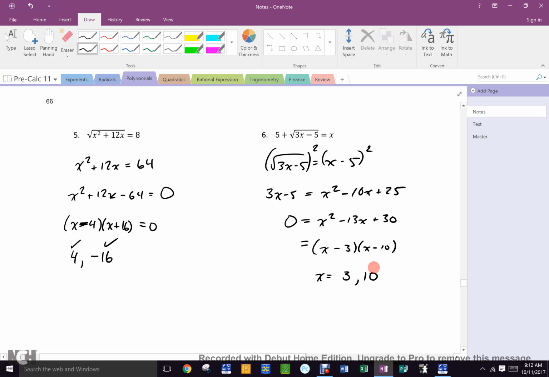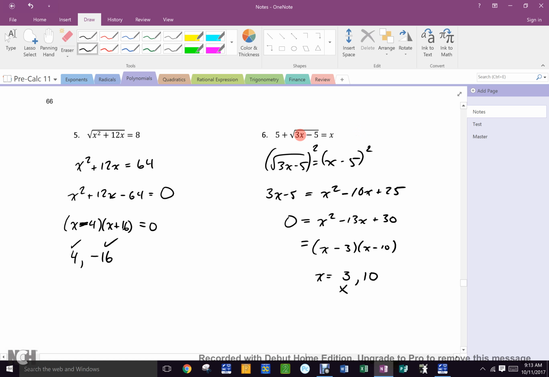Check. What's 3 times 3? What's 9 minus 5? 4. What's the square root of 4? 2. What's 5 plus 2? 7. Does 7 equal 3? Yes or no? No. So is 3 allowed? No. Do I believe that 10 is allowed or do I check it?